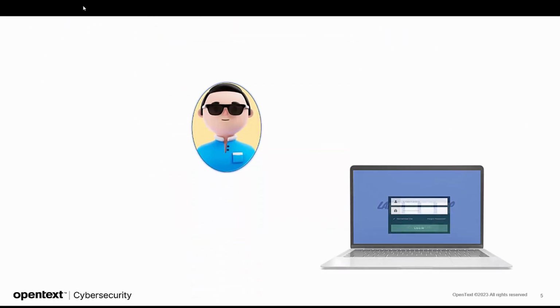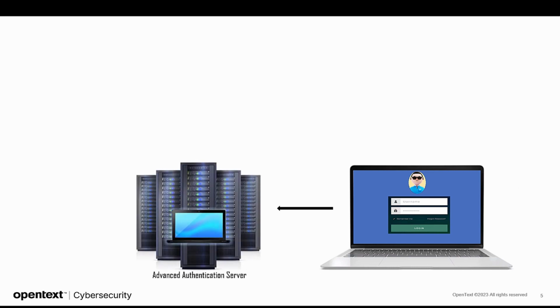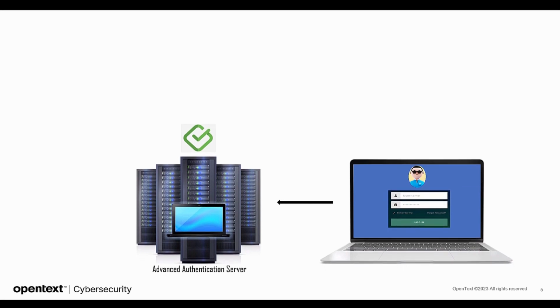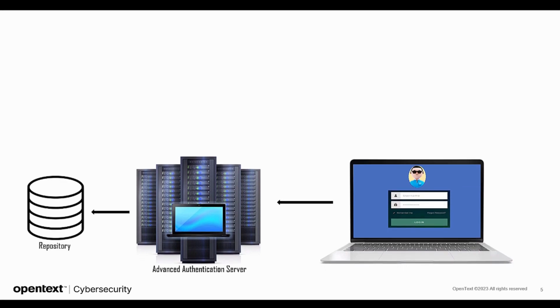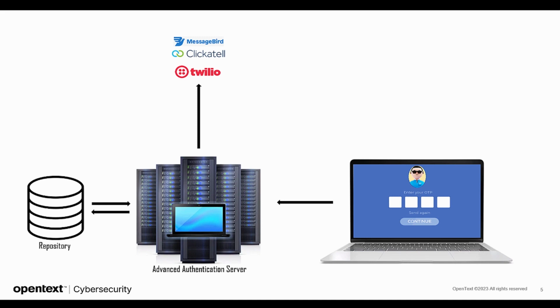When a user tries to authenticate Windows or a laptop using the voice OTP method, an authentication request is created and the device tries to contact the advanced authentication server. The server validates the user's credentials and fetches the user's phone number from the repository. The advanced authentication server sends the request to a configured voice call service provider such as Clickatell, Twilio or MessageBird to call the user. The voice call service provider calls the user.